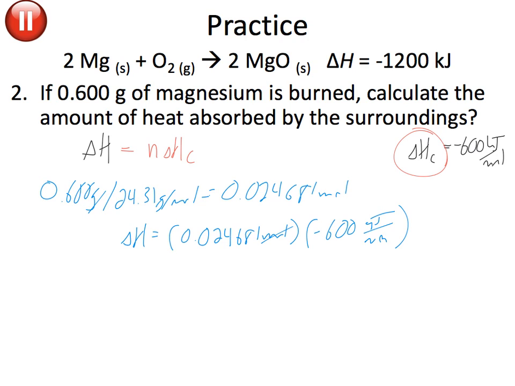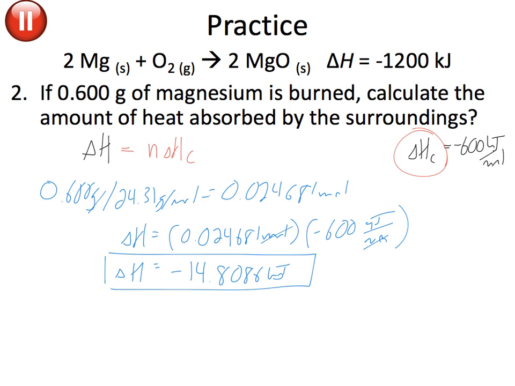Now in this case our moles cancel out, and we are left with negative 14.8086 kilojoules. So what this is showing us is that the enthalpy of magnesium, remember enthalpy is the total amount of potential and kinetic energy, is decreasing. Okay, it's being lost. Some of the enthalpy within the magnesium here is being lost as heat. You can see that by the negative.